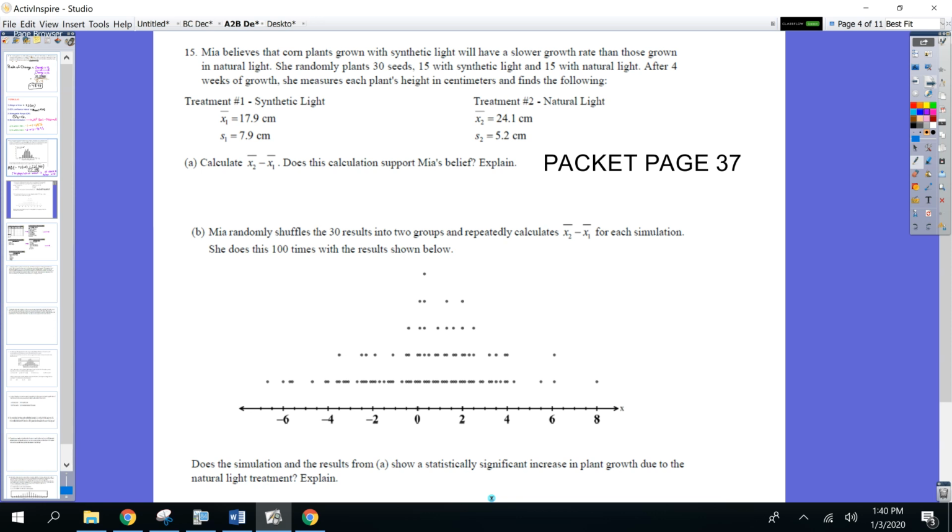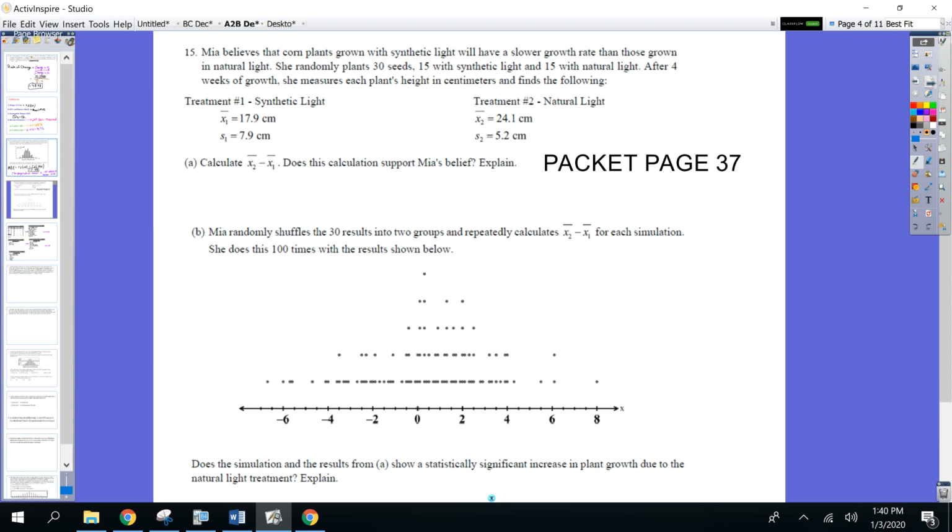Okay, page 37. You can look at the corn plants. You just got to at least love the word problems, even if you have no idea how to do it. You can at least love to read them. Here's what she's saying. Synthetic light will make them grow slower than natural light. How about that? Give them synthetic light, they'll grow less than if they're in natural light. Let's see if that's true or not.